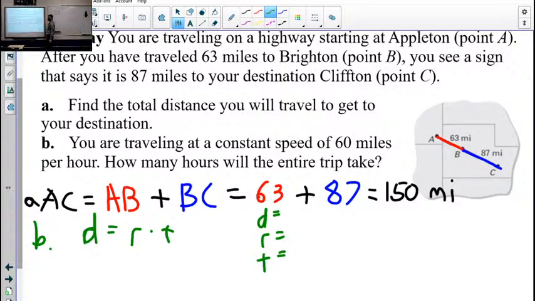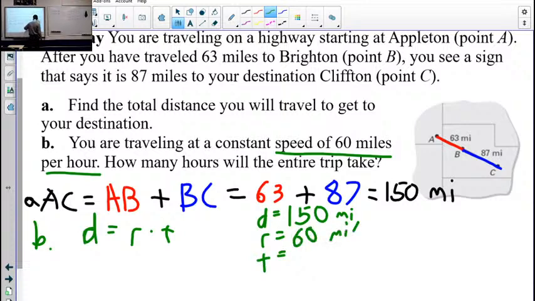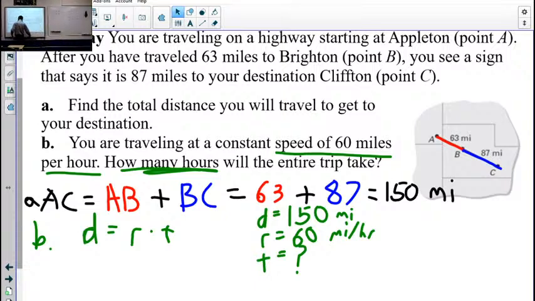Distance is 150. We just found what the total distance was, 150 miles. That's one of the things we know. The rate is 60. The rate, or the speed that we're going, is 60 miles per hour. The time is what we're trying to find. And we know that we're trying to find the time because it's asking how many hours. How many hours is a time question. So that's the thing that we don't know. Look at what the question is asking if you're not sure what the thing you're trying to solve for is. Okay.